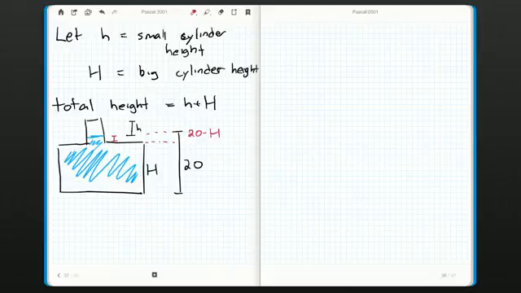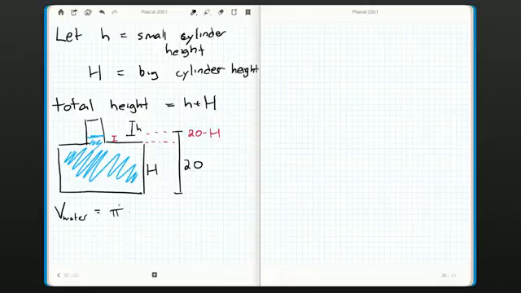So it's going to be 20 minus capital H. Okay? So the volume of the water, in this case, well, we have two cylinders here. One of height capital H, one of this very tiny height of 20 minus capital H. So the volume of the water is going to be, what did we say?